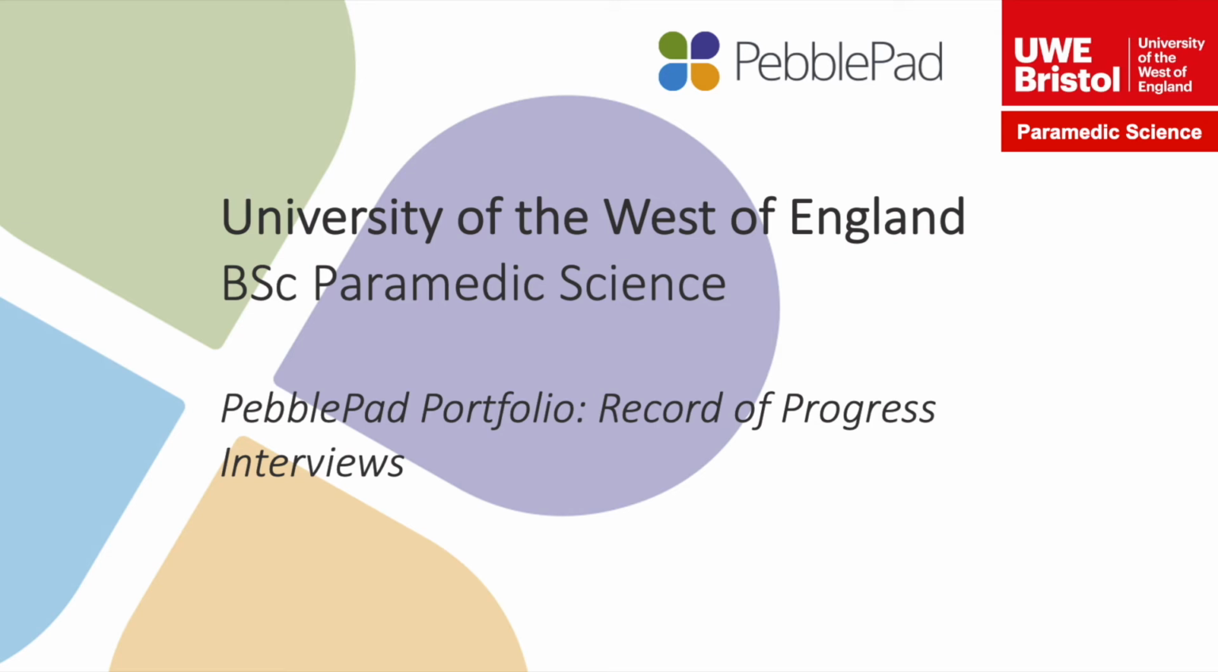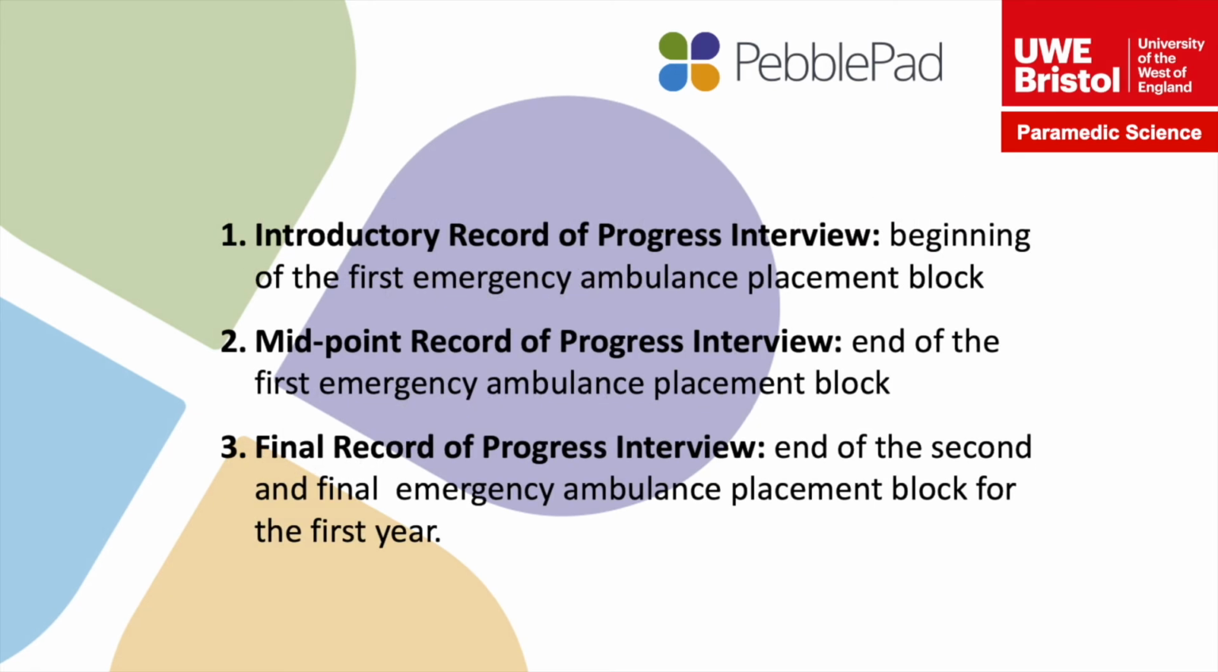It would be a sensible approach to negotiate meeting dates within the first few days of each placement block. The students will only have 2 emergency ambulance placements in their first year, so we would advise that the introductory record of progress interview be at the beginning of the first emergency ambulance placement block, the midpoint record of progress interview be at the end of the student's first emergency ambulance placement block, and the final record of progress interview be at the end of the student's second and final emergency ambulance placement of the first year.